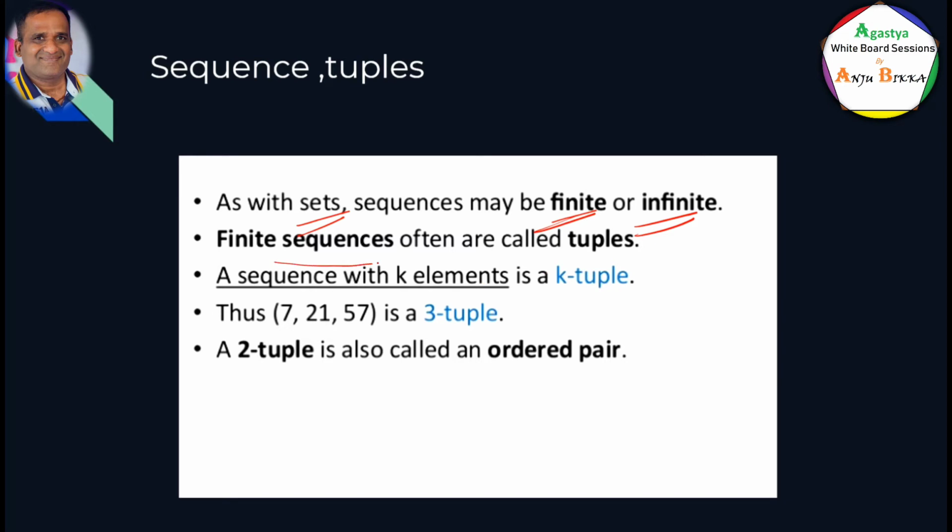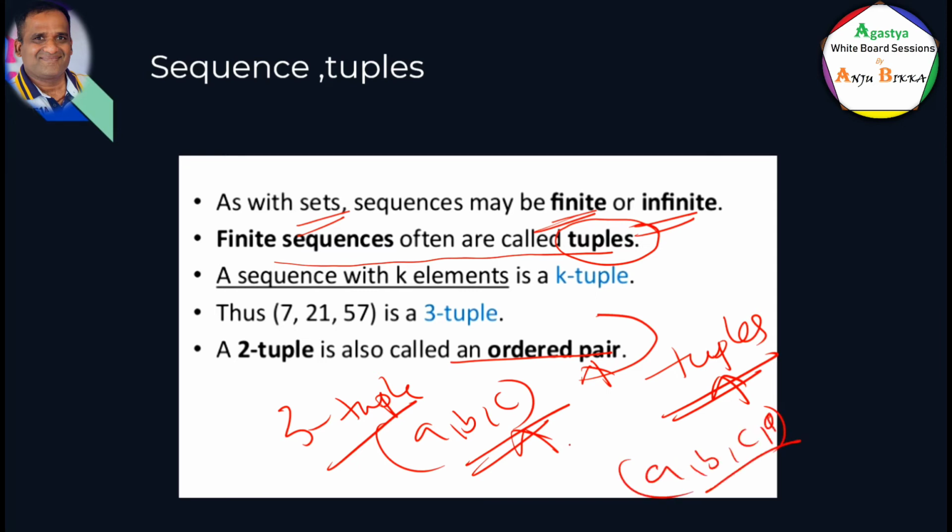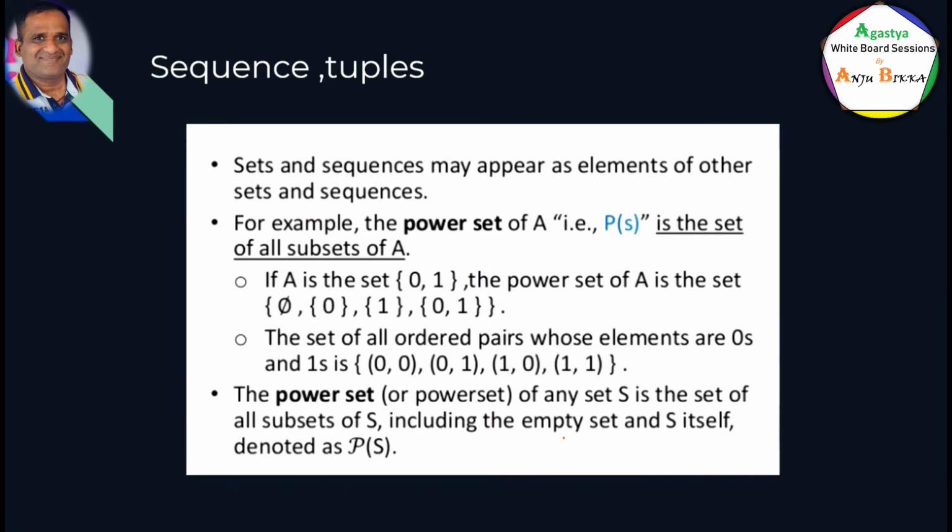Now, finite sequences are also called tuples. What is a tuple? A finite sequence. For example, when we write like this, it is a finite sequence, a 3-tuple. A 2-tuple is also called an ordered pair. Like we can say (A, B, C, D) is a 4-tuple; with k elements, a k-tuple.